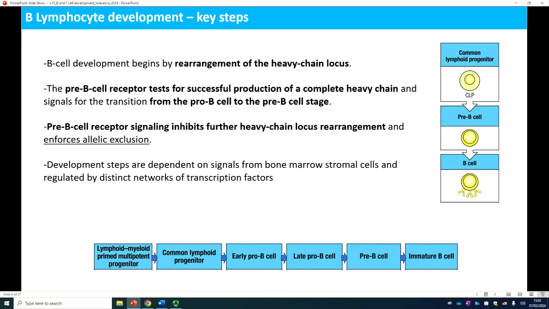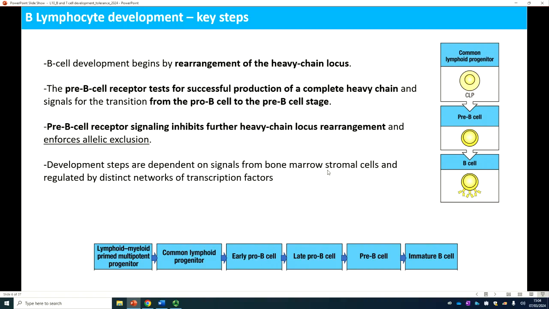And then, if that has occurred successfully, you'll get a transition from the pro-B cell to a pre-B cell stage, and they're just listed in order down at the bottom here. When you get signaling through that pre-B cell receptor, that's going to inhibit any further heavy chain gene rearrangement, and this is what is actually enforcing your allelic exclusion. So remember we talked about that a few weeks ago as well.